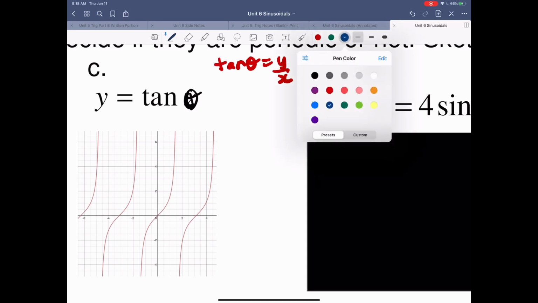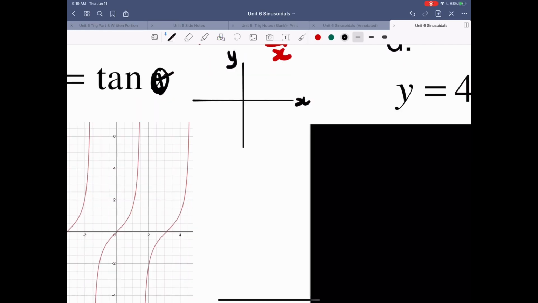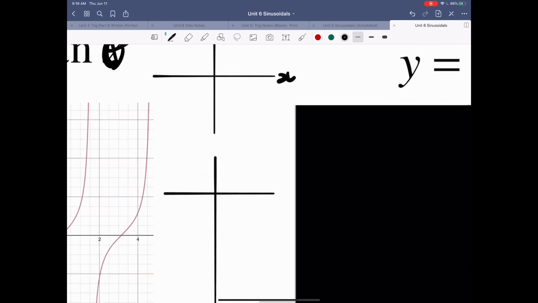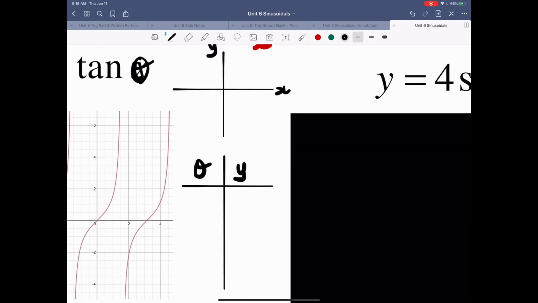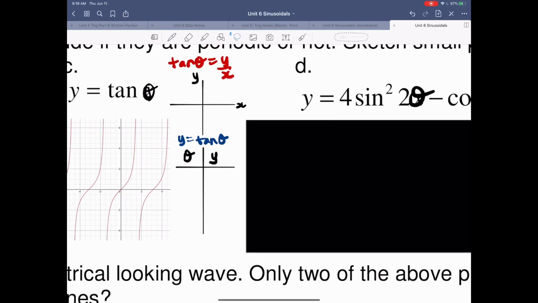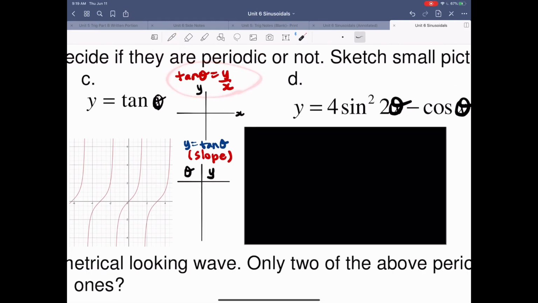I'm going to draw the x and y axis in order for me to draw the unit circle, and I'm also going to draw the table of values in terms of theta and y. Remember that the y in this case is equal to tan theta. And we said that tan theta is equal to slope, based on tan theta equals y over x.